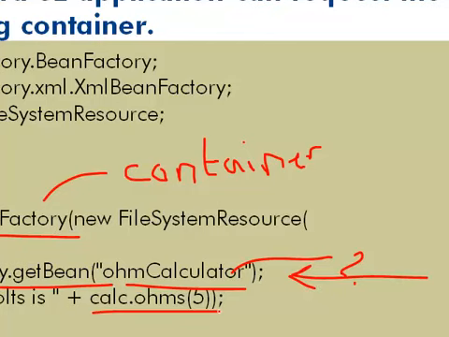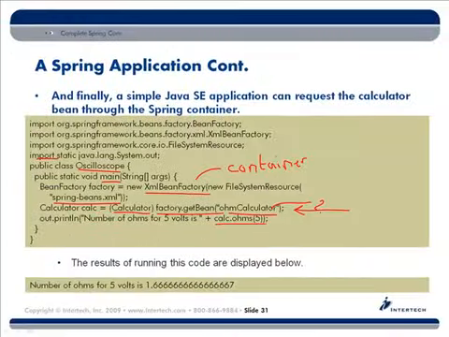In this case, asking to convert to ohms a value of, I think it was 5 amps, or maybe it was watts, I'm not sure which. We've got converted there. Yeah, actually, I'm sorry. Number of ohms for 5 volts. So we're seeing 5 volts converted to ohms. And that's Spring Beans being used in the Spring container.